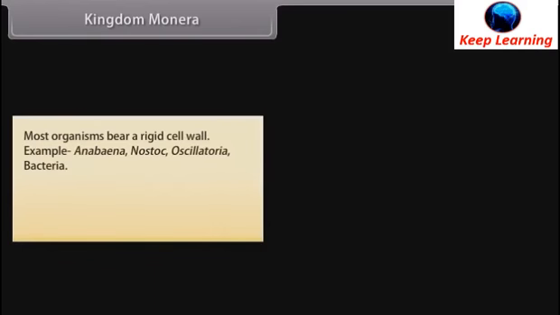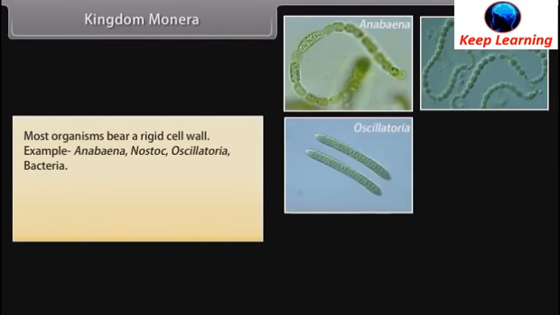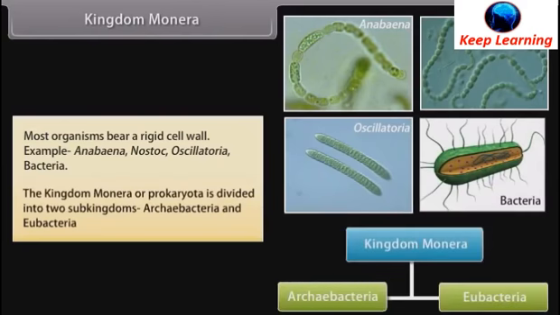Most organisms bear a rigid cell wall. Examples: Anabaena, Nostoc, Oscillatoria, bacteria. The kingdom Monera or prokaryota is divided into two subkingdoms: archaebacteria and eubacteria.